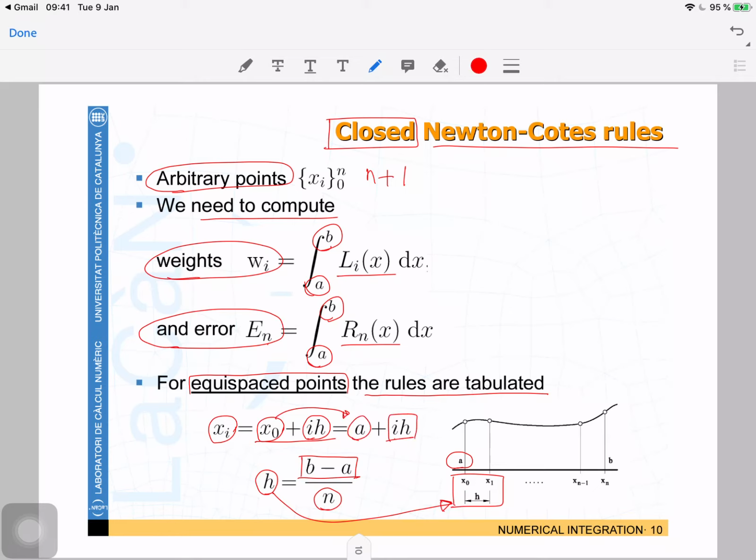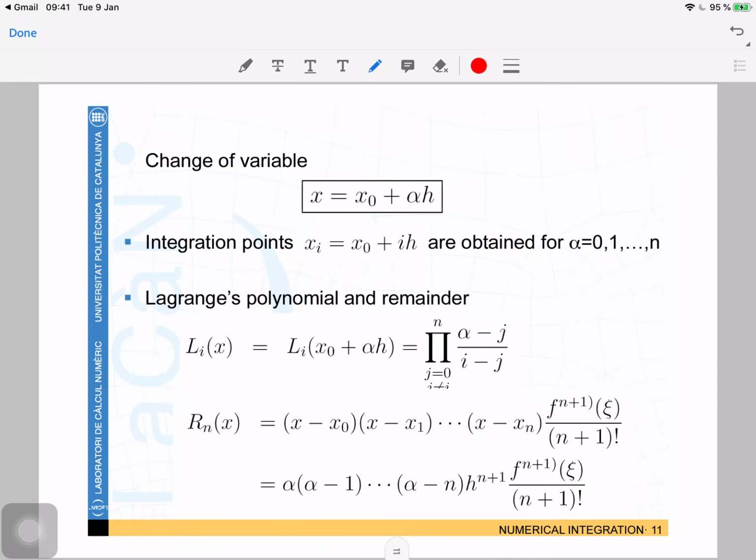So this index i can change from 0 to n, and it can identify the nodes in the interval. Following from the previous expression, we can change the variable of x by the addition of x0 to alpha h, where alpha here can be any value. To get our integration points from this change of variable, we can assign alpha to discrete values of 0 to n, and we can obtain our integration points.